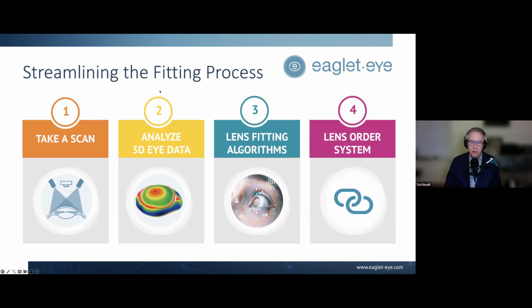But what we're trying to do overall is streamline the fitting process. We're helping you take a scan. Our software is helping you to analyze the 3D eye data. And then we've worked with numerous labs to come up with these lens fitting algorithms, and we call them first lens fit. And then we also work with the labs to create an ordering system so that we can help you order the lens of your choice efficiently. So that's what we're trying to do, not just with the instrument, but with the software. We're trying to help with the entire fitting process.